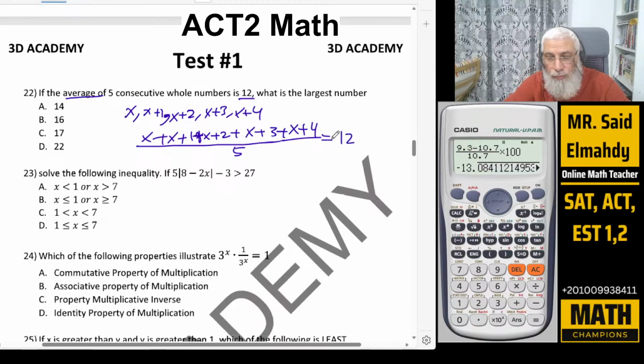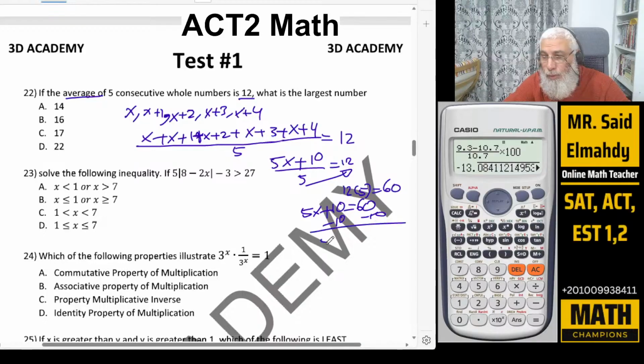This is equal to 12. x plus x plus x plus x plus x, this is 5x. 1 plus 2 plus 3 plus 4, this is 3 plus 3, 6 plus 4 is 10, divided by 5 equals 12. Cross multiply, 12 multiplied by 5, this is 60. So 5x plus 10 equals 60. Subtract 10, 5x equals 50. Divided by 5, x is equal to 10.